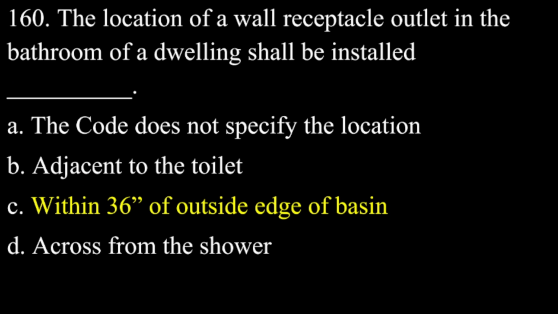The location of a wall receptacle outlet in the bathroom of a dwelling shall be installed blank. A. If the code does not specify the location. B. Adjacent to the toilet. C. Within 36 inches of the outside edge of the basin. D. Across from the shower.